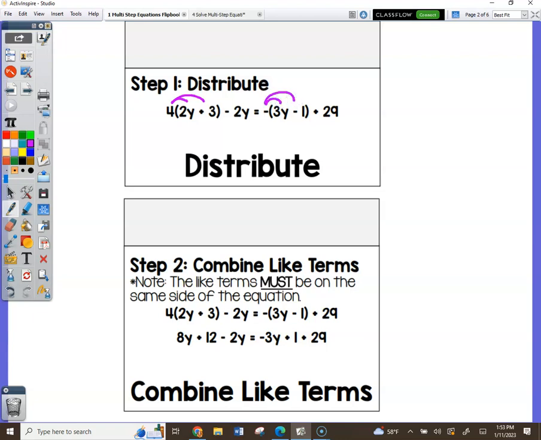What number is this? There's an understood -1 right there. So in this gap of space, we're going to write what we get when we distribute the 4 and distribute the -1. You're going to write what you get right here. Okay, so do that now.